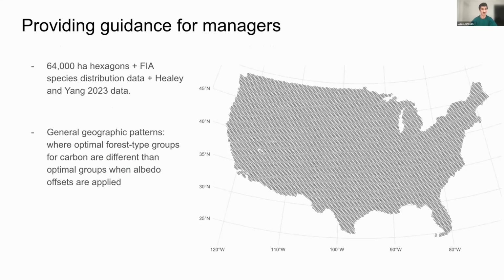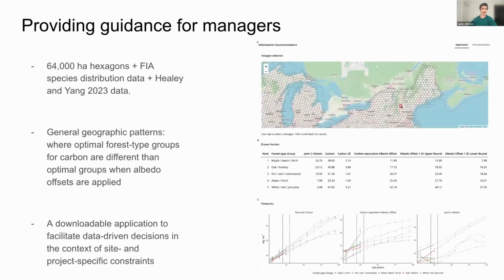The FIA distribution data provided the set of options, the existing forest type groups within each hexagon, and the Healy and Yang data provided the rankings of these forest type groups on the basis of carbon or joint carbon albedo. We're particularly interested in where carbon optimal forest type groups differ from joint carbon albedo optimal forest type groups. And we recognize that this broad scale assessment, considering optimal forest type groups at the 64,000 hectare scale, does not account for site-specific factors like topography or other silvicultural considerations like fire resistance or merchantability.